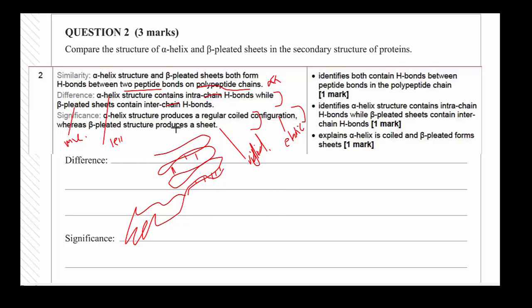So always try and give a better answer than the mark scheme, and always try and give, whenever it says 1 mark, give two. So you're looking for 6 points here.